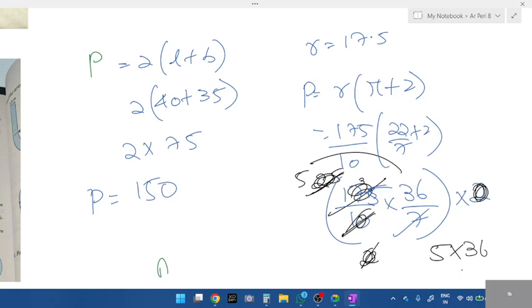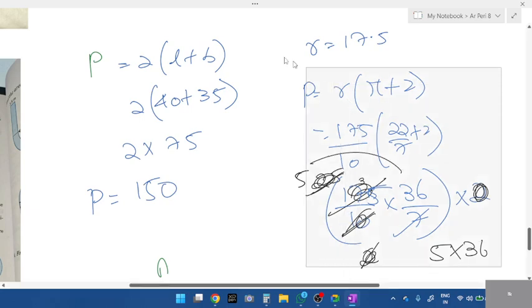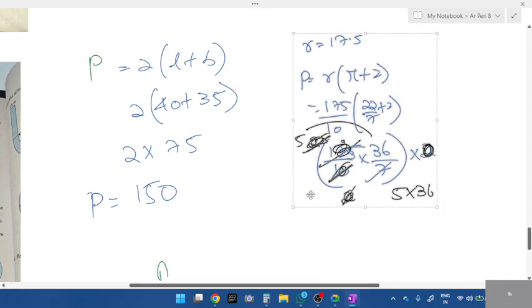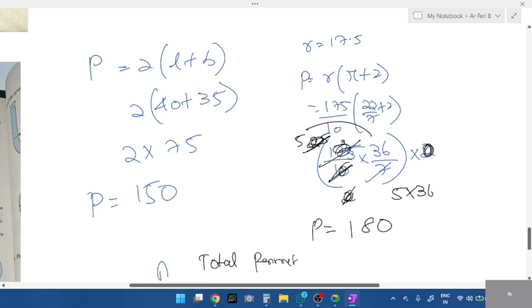How much is 5 into 36? 180, correct? So what is the total perimeter, students? Total perimeter is 180 plus 150. The answer is it 330?